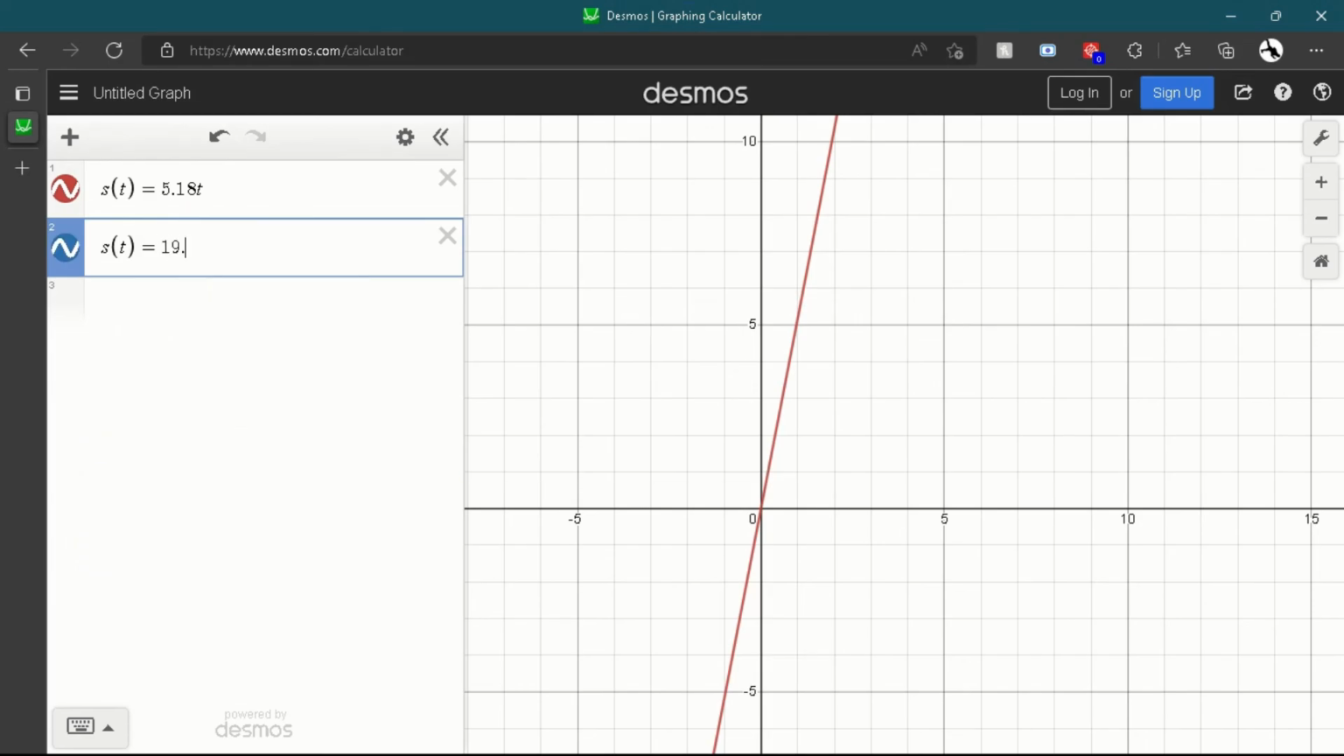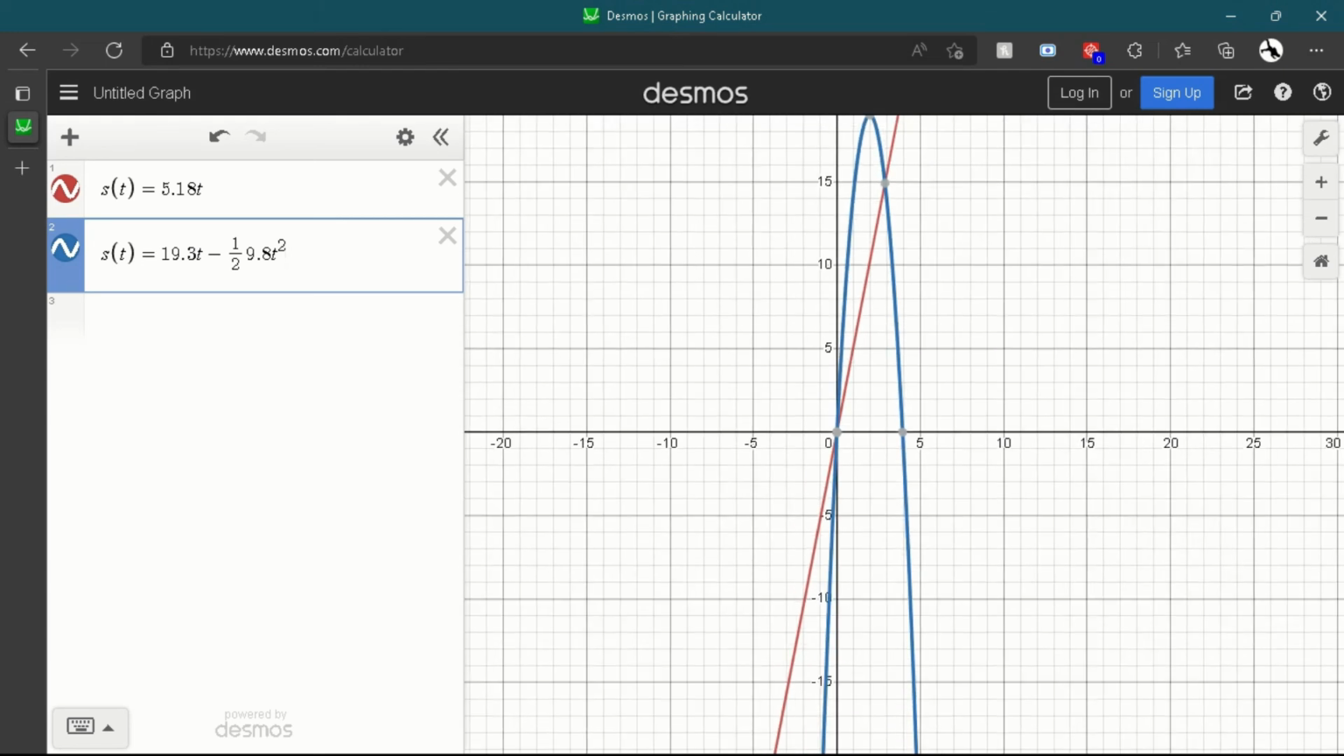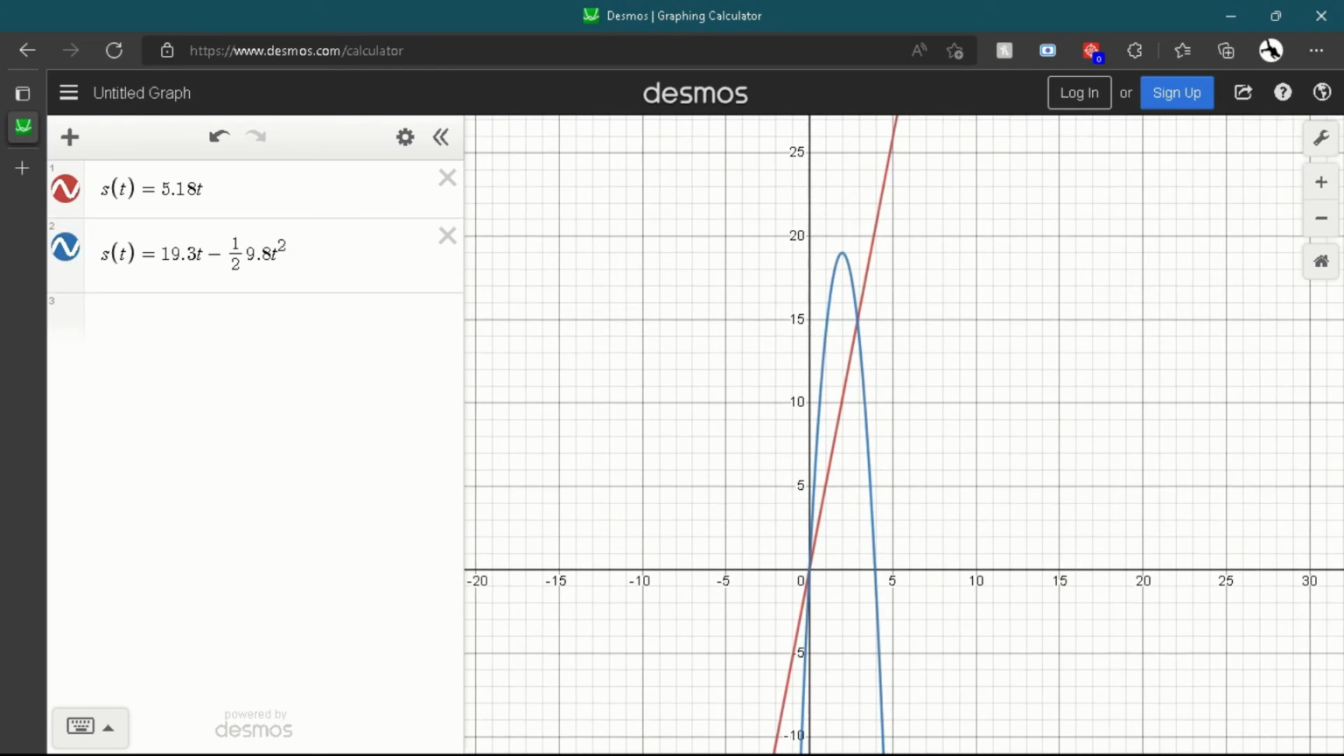19.3 times time minus a half times 9.8 t squared. And wow, this graph kind of looks like the path our ball would take, but it's not. It's just how far up or down we are vertically. So don't confuse this as the actual path. It's just how far up we are or how far down we are.